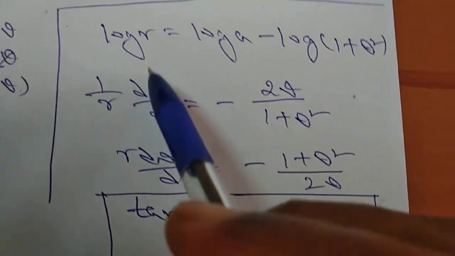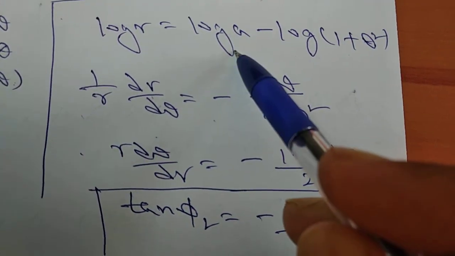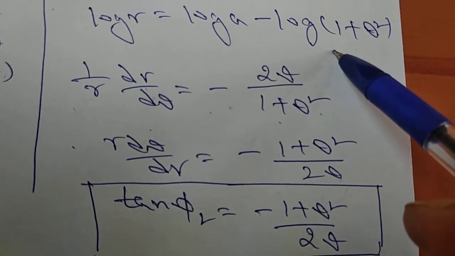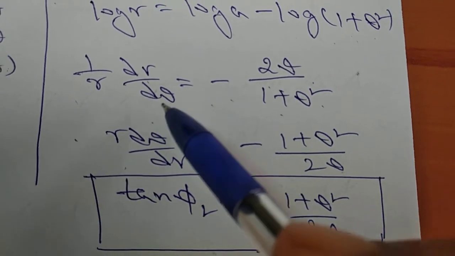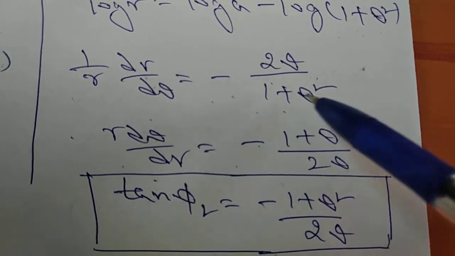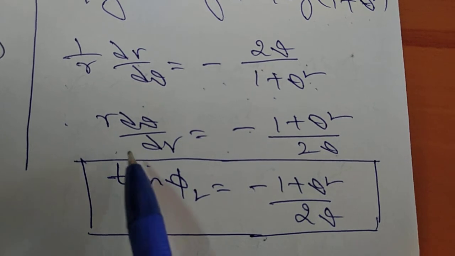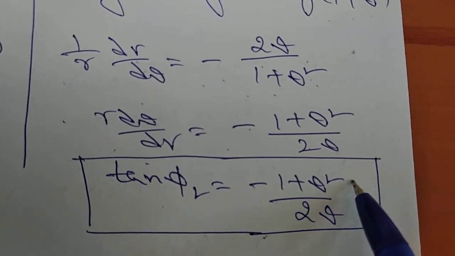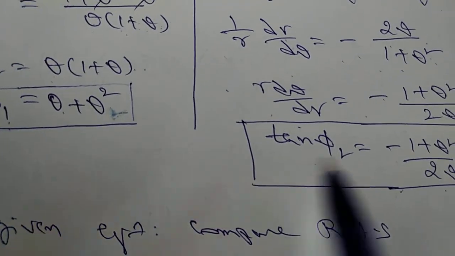So differentiate. What is the differentiation of log r? 1 by r dr by d theta is equal to log a constant 0, minus 1 over 1 plus theta square. 1 becomes 0, theta square gives 2 theta. So now take reciprocal: r into d theta by dr is equal to minus 1 plus theta square divided by 2 theta. So now the left hand side can be written as tan psi 2 for the second curve, minus 1 plus theta square divided by 2 theta. So we know tan psi 1 and tan psi 2.